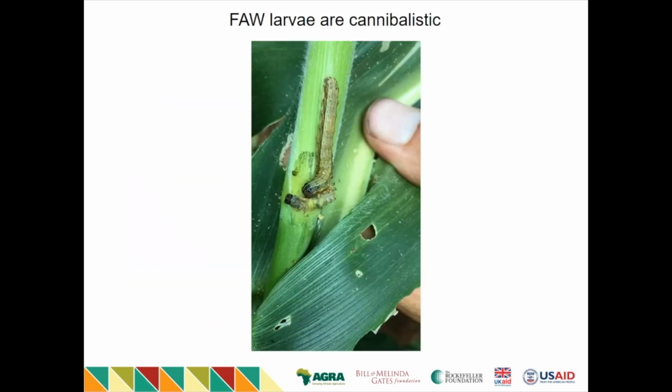And this very short video that is going to play now will show you how a big fall armyworm larva is devouring probably its brother or sister. So that is why we find only one larva per plant about 2 weeks after they have hatched. And of course, this works in favor of the farmer.